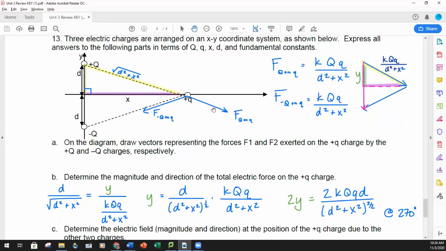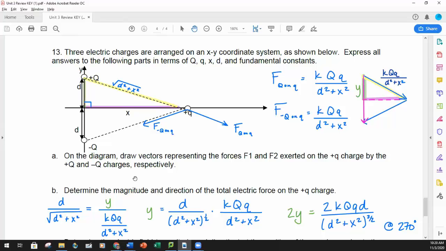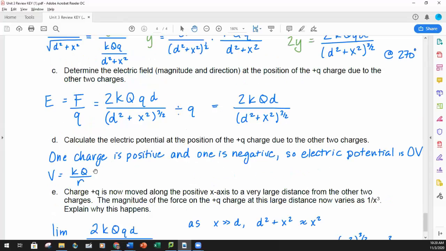But here is the dealio. One of these charges is positive and one of them is negative. So when I plug into this V equals kQ over r, one of the voltages would be positive and one of the voltages would be negative, so they would cancel. So I actually end up with an electric potential of 0.